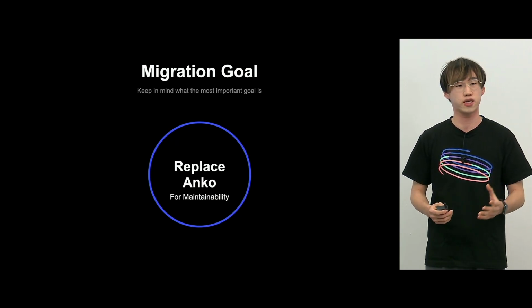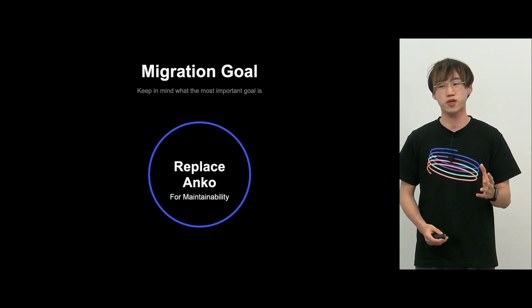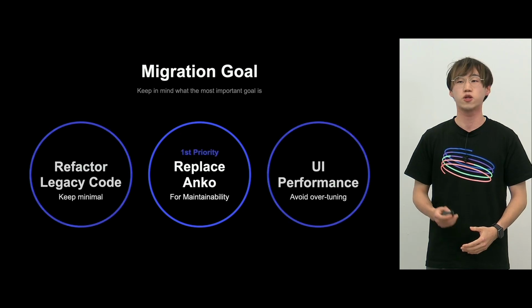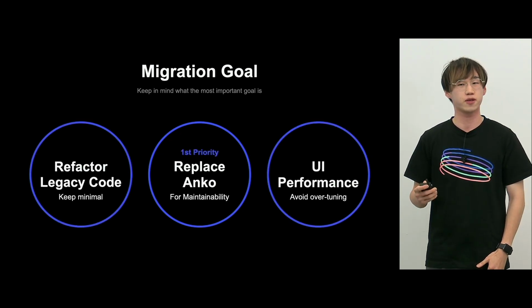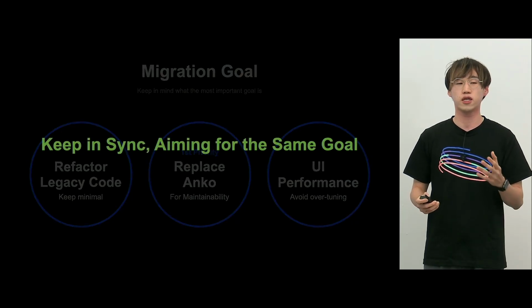This is a team-wide task, so it is important to clarify the goal from the very beginning. The most important goal we wanted to achieve is to replace Anko with Jetpack Compose. So we want to minimize refactoring of legacy code and not spend too much time on UI performance adjustments. We share this within the entire team.